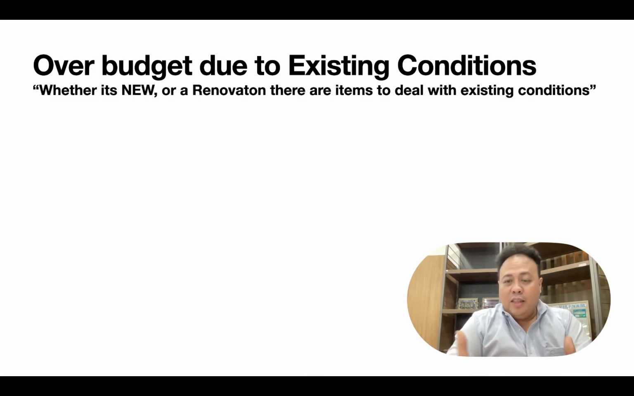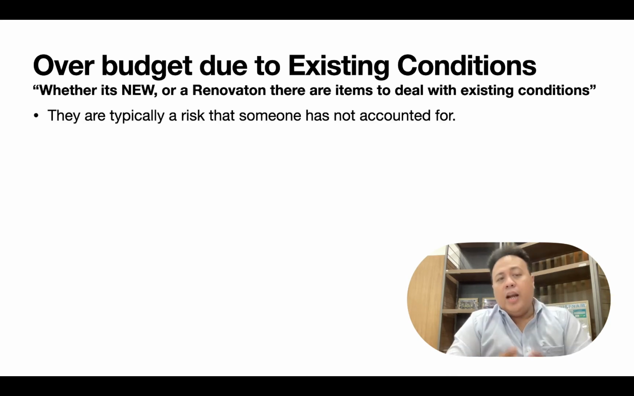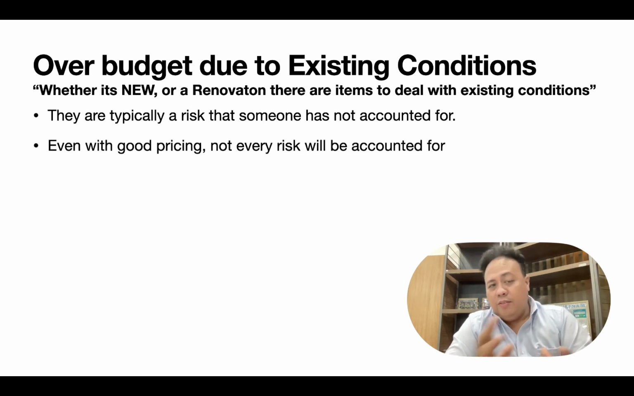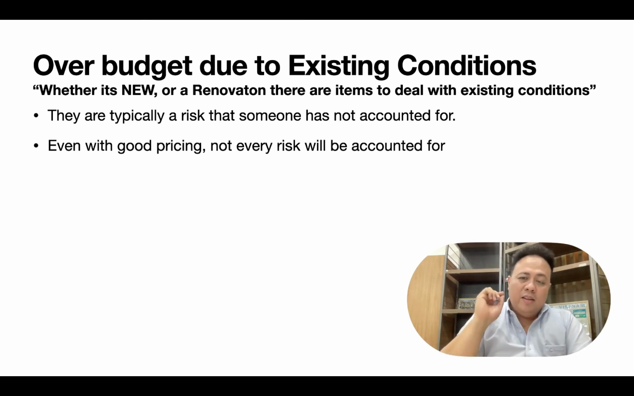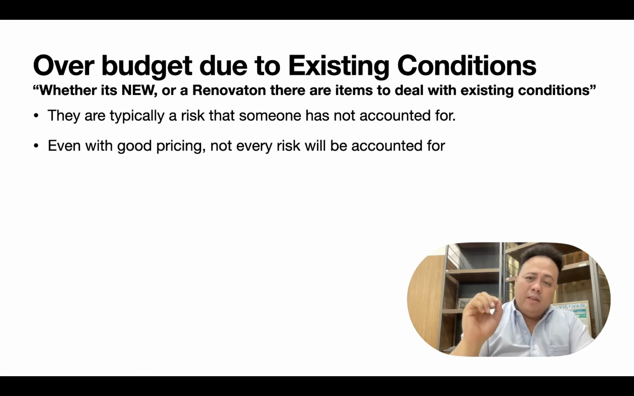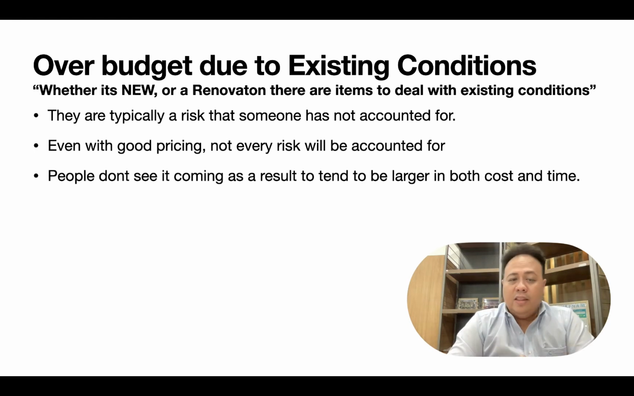Okay, so over budget due to existing conditions. In any project, if you're a long-time contractor, whether it's a new project or renovation works, there are always items to deal with existing conditions. They are typically a risk that someone has not yet accounted for. Even with good pricing, not every risk will be accounted for. Even if they give you the best price, there will always be something they miss. People don't see it coming, and as a result, it tends to be more expensive in both cost and time.